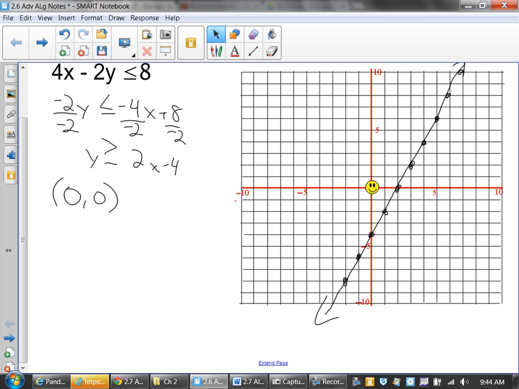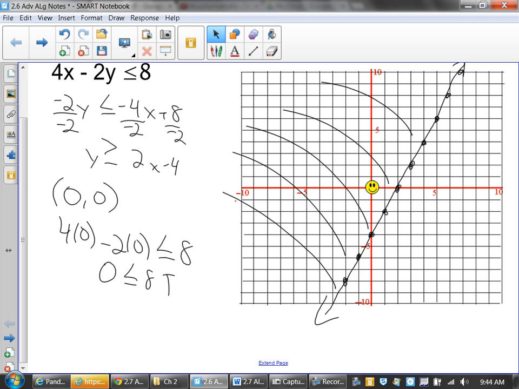You test the ordered pair, so it's 4 times 0 minus 2 times 0 is less than or equal to 8. Notice how I always go back to the original equation. That's the trick. Just always go back to the original inequality. You're checking to see if it's a true or a false statement. So if it's true, we shade towards it. And that's all you have to do for shading. You don't have to sit there and color it in and make it all nice and dark. As long as there's some sort of a shade going in the correct direction, you're fine.